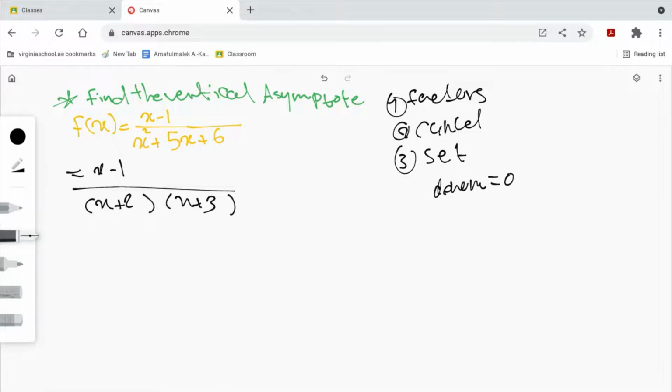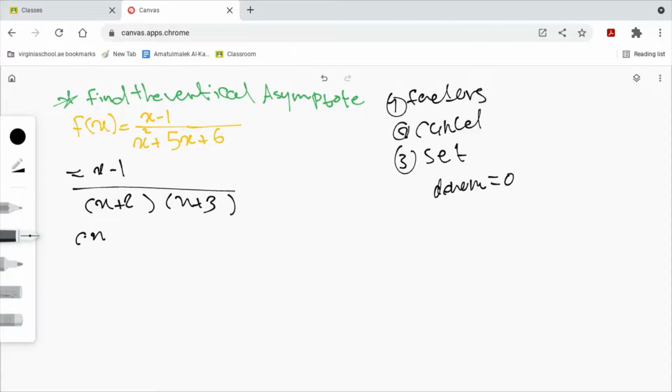Second step, see if there are any similar terms on the top and bottom that you can cancel out. In this example, there are not any. The top has completely different factors from the bottom, so you can't do that in this particular case. So we can move to the last step, which is to take the whole denominator and set it equal to 0 and solve for the real zeros of the denominator.